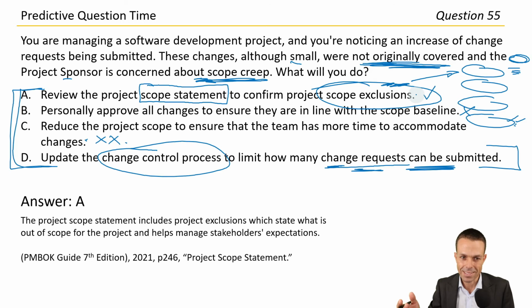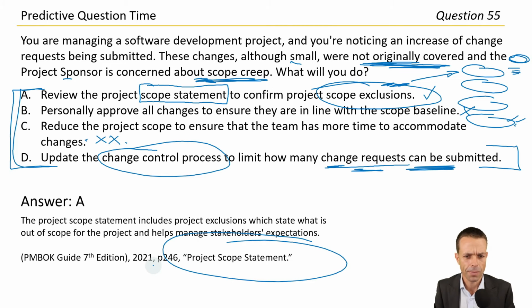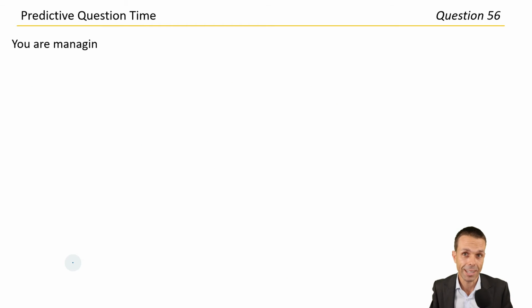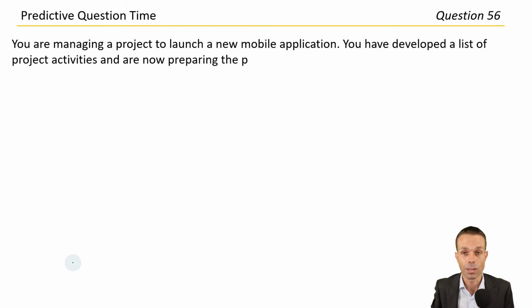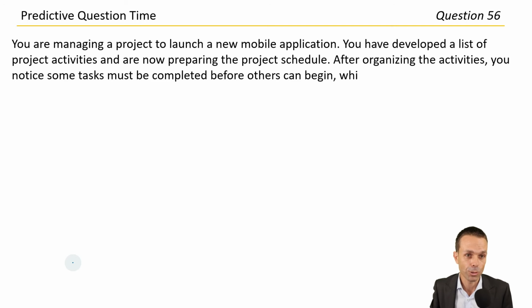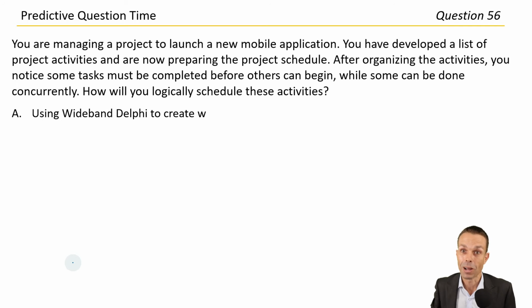Okay, so that's it. Those two were quite close, but we got there in the end. The project scope statement includes project exclusions, which state what is out of scope for the project and helps manage stakeholders' expectations. Page 246 in the PMP Guide, 7th edition. Project scope statement. It's either in there or the Process Groups Practice Guide. Both of those are the latest books currently, and there'll be the PMP Guide 8th edition coming out soon as well. Now, next question. We're halfway through.